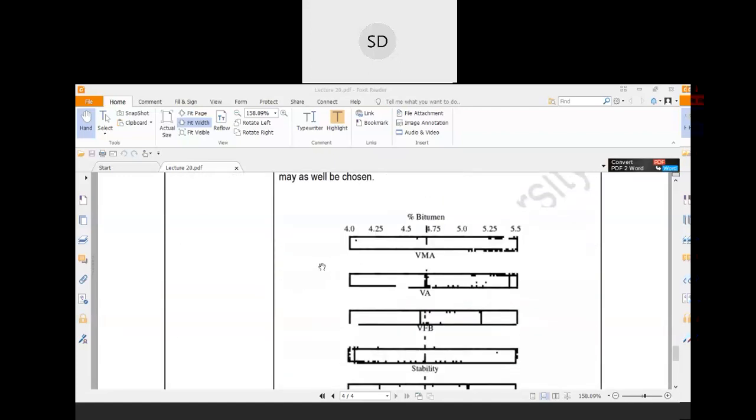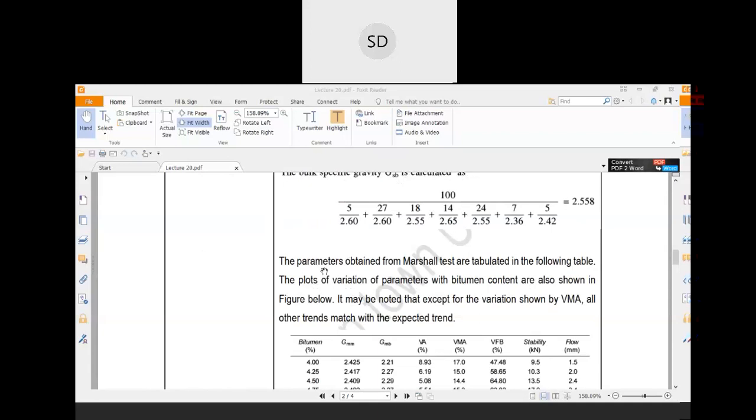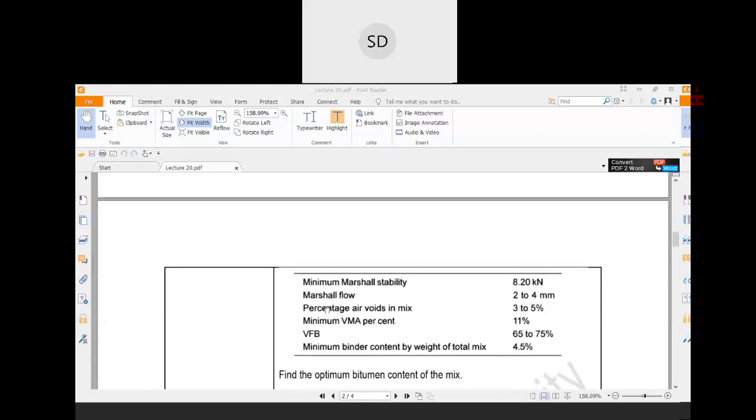Now you know your Marshall stability test is based on the trial and error method. So based on all these parameters, that is stability, flow, VA, VMA, and VFB, you have to find out what should be the minimum content of the bitumen which will satisfy all these conditions. Now what are these conditions? These conditions are given in the question itself. So these are the conditions.